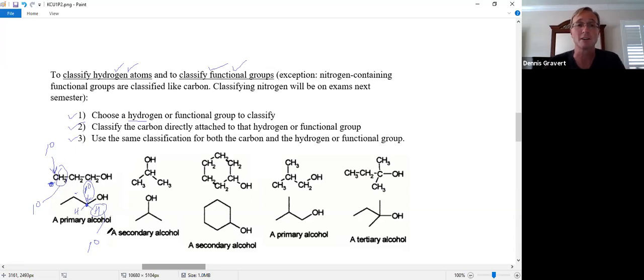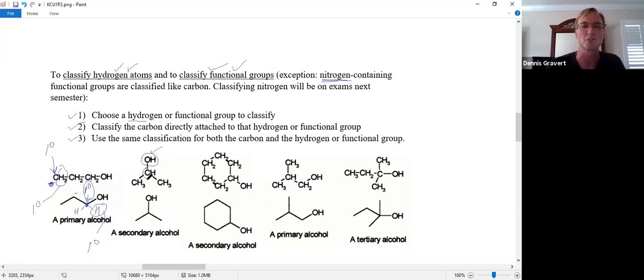And we follow the same pattern for the alcohol group or any other functional group, except for nitrogen. Okay, nitrogen, you count it like carbon. We'll do that later next semester. So if I ask you to classify functional groups, I will not give you any that possess nitrogen. So the other functional groups, like an alcohol group, OH group, that's an alcohol group. Hey, oxygen of the alcohol group, what's your classification? Well, go find its attached carbon and classify that.